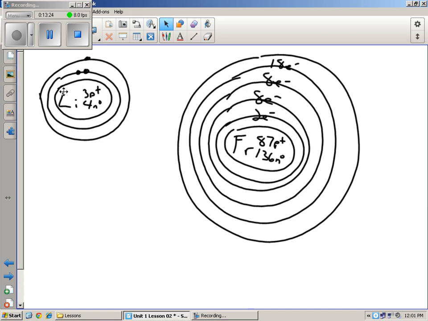2. 1, 2. Yeah? How many go in the next one? 8. 1, 2, 3, 4, 5, 6, 7, 8. Yeah? Right? How many go in the next one? 8. How many go in this one? Count them across. 1, 2, 3, 4, 18. There's 18. Trust me. Okay? How many go in the next one?